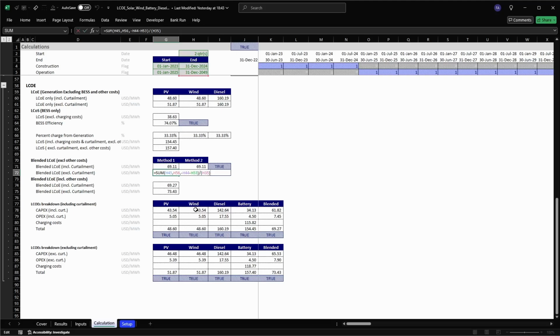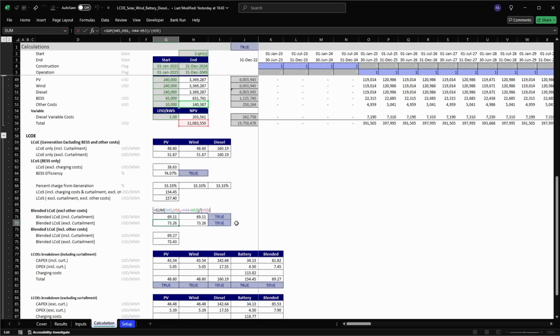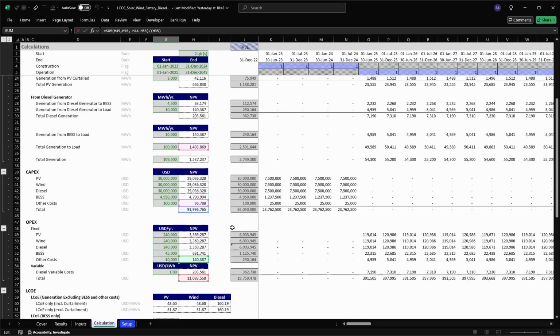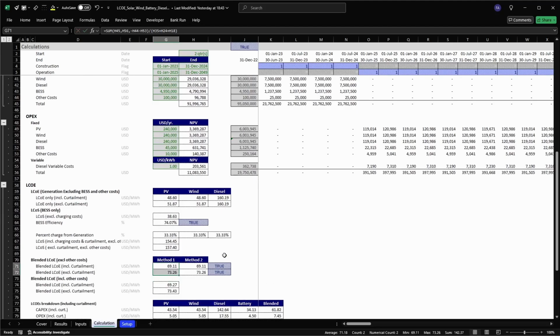And for excluding curtailment, we have the same thing for the NPV of the costs. It's the same formula, doesn't change anything. If you follow here, you can see nothing changed. So I have the first one here and the second one. You see nothing changes. All right. And then what are we dividing by? We're dividing by the H35. So let's see what the H35 is. Total generation to load. Okay, so pretty straightforward, right?